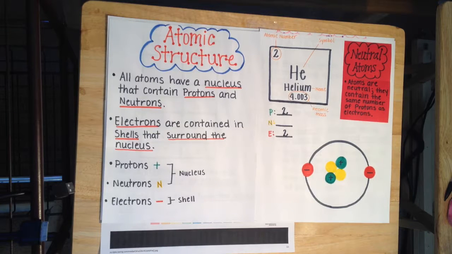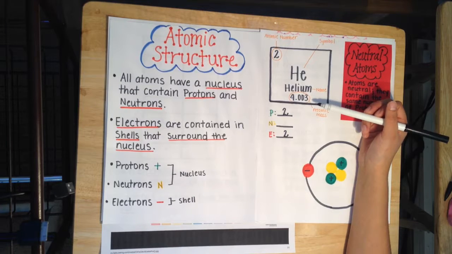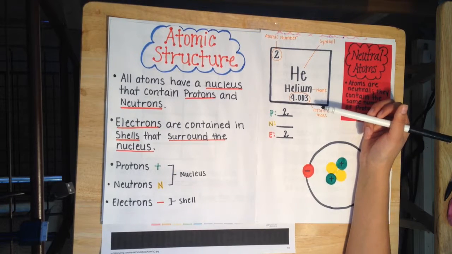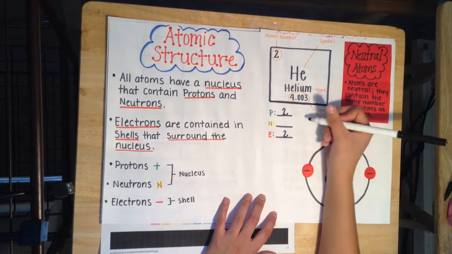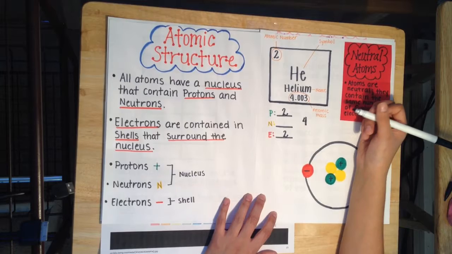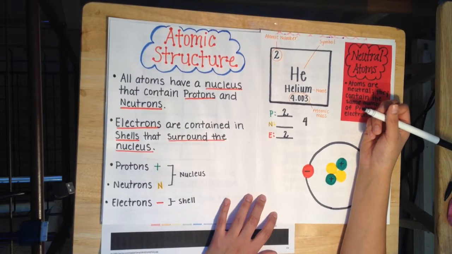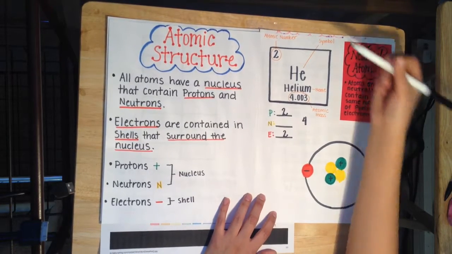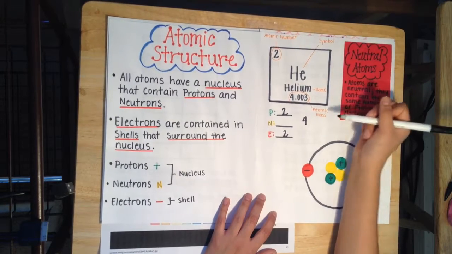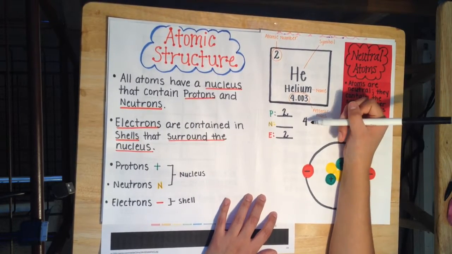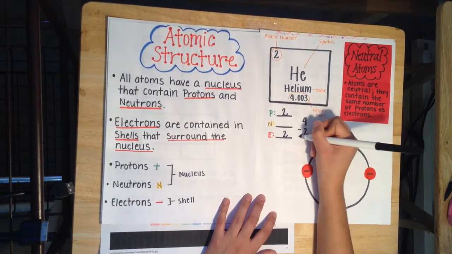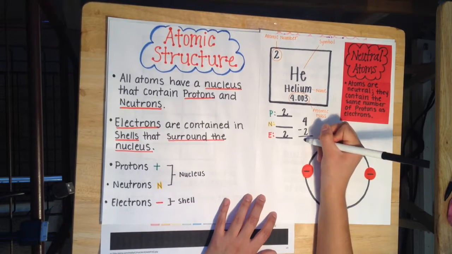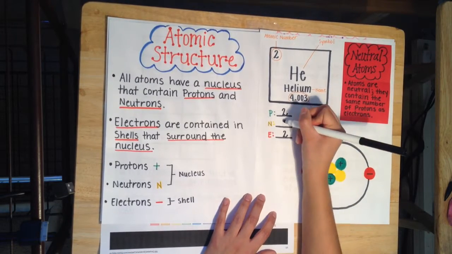Now, to determine the number of neutrons, we go ahead and look at the atomic mass. We have to round 4.003 to the nearest whole number. So we will round this number to 4. So now, to find the number of neutrons, we need to subtract the atomic number from the atomic mass. So the atomic mass is 4, and we subtract the atomic number, which is 2, and it gives us our neutrons, which is 2.